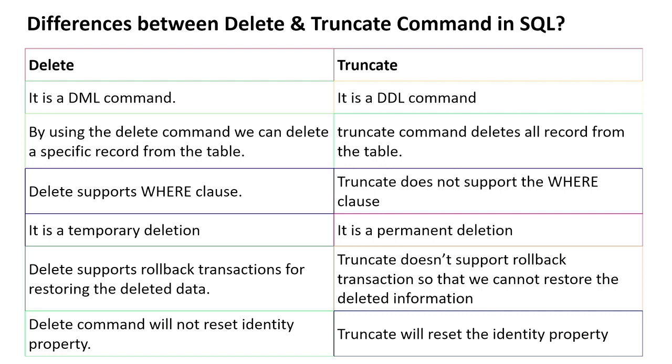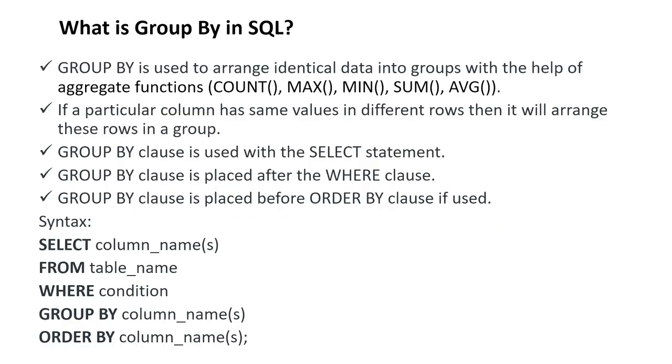Truncate is a DDL command. The truncate command deletes all the records from the table. Truncate does not support the where clause. It is a permanent deletion. Truncate does not support rollback transaction, so we cannot restore the deleted information. Truncate will reset the identity property.